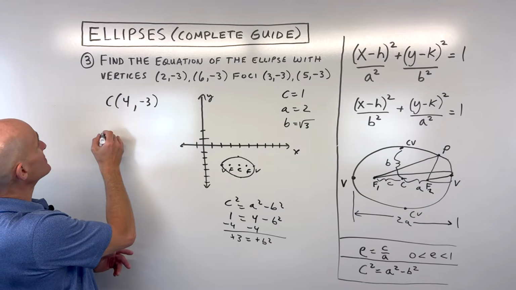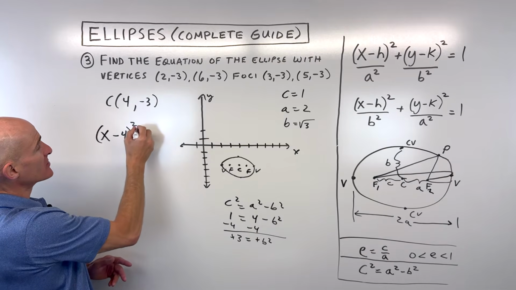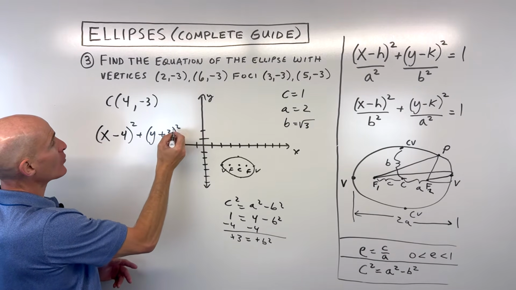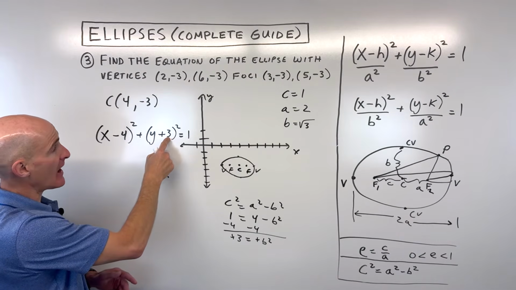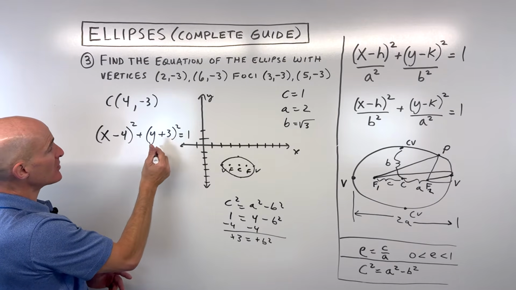So it looks like this is going to be x minus the x coordinate of the center, squared, plus y minus the y coordinate of the center, squared. Remember, when you subtract a negative, that's like adding the opposite. So notice these are the opposite signs here. Equals 1. Ellipses always equal 1.